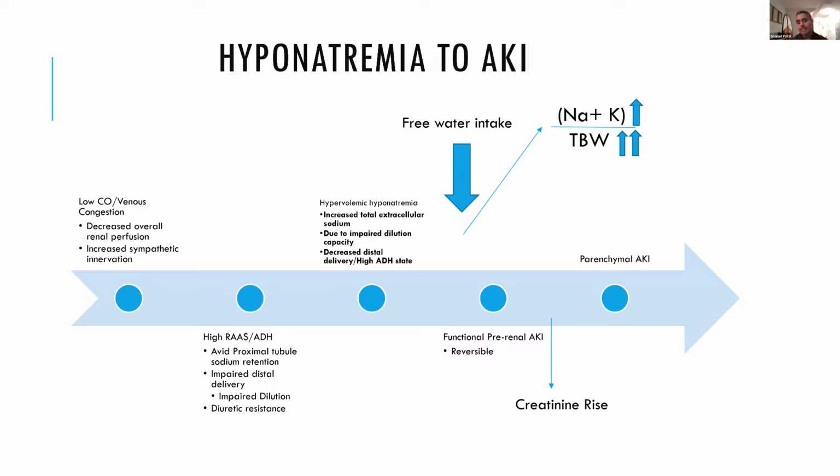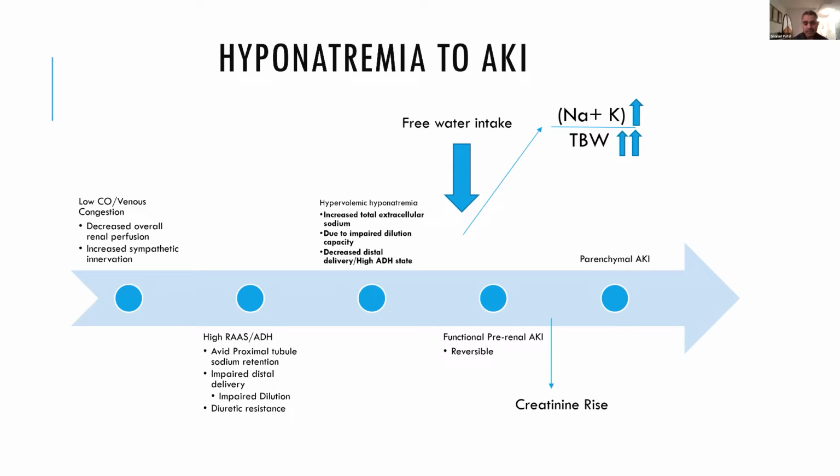And then any free water intake you have on top of that, your sodium is going to drop, right? And so this equation over here on the right, where you have sodium plus potassium over total body water, your sodium and potassium is increasing, but your total body water is increasing even faster, right? In this kind of physiology. And that's why your hyponatremia will worsen. So when you catch this early enough, when you have your functional pre-renal AKI, this can potentially be reversible.